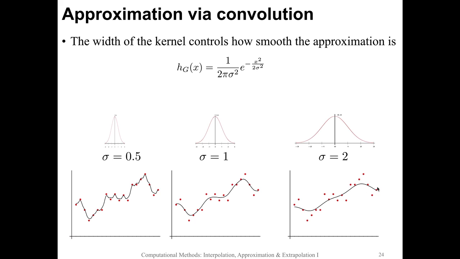And the wider the kernel that we use, the smoother the overall shape of the approximation function would be. A narrow kernel will give us a more jagged approximation function that will actually try and almost interpolate our data, whereas a wide kernel will just generally follow the overall shape of the data without necessarily approximating it very closely.